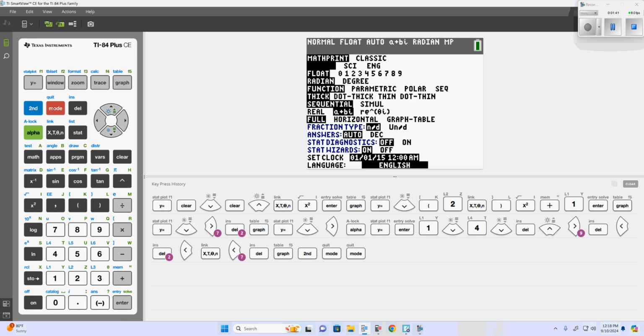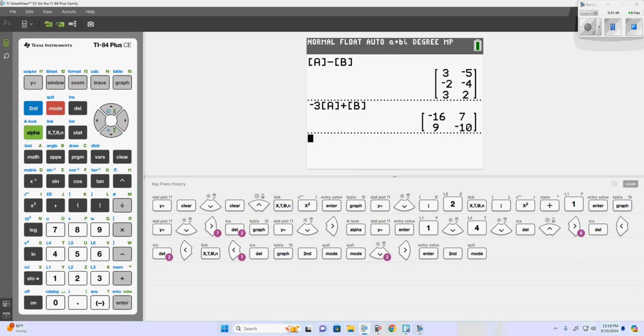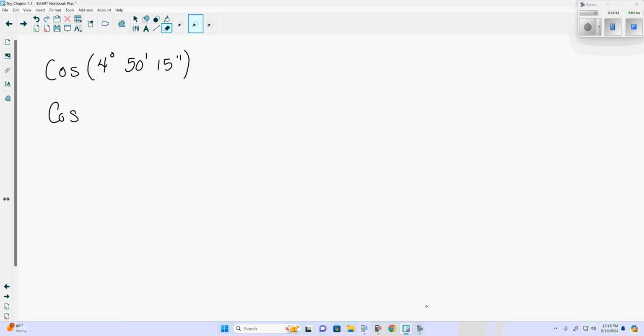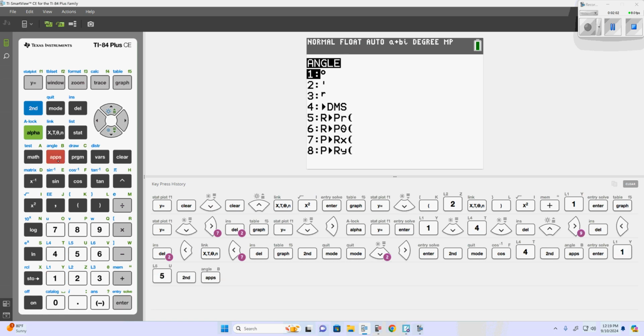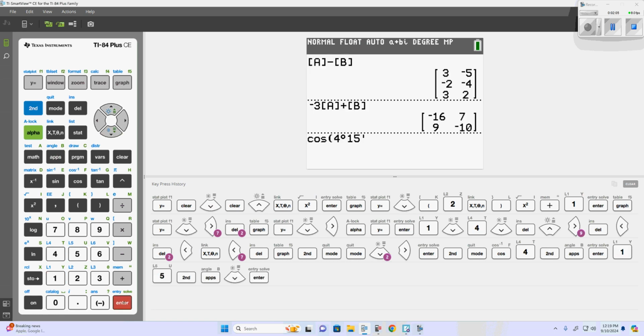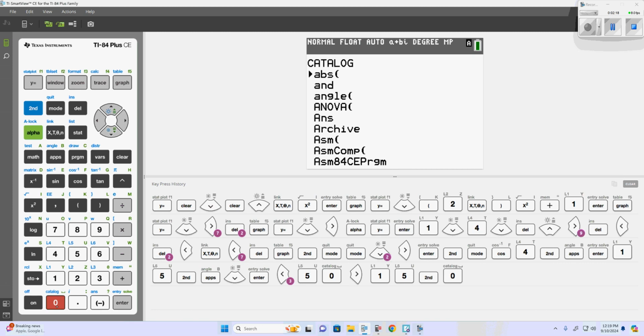So mode. As we can see here, radians, we're going to switch it over to degrees. So the one we're looking at is cosine of 4 degrees, 50 minutes, 15 seconds. So we can say 4 second angle degrees, 15 second angle minutes, or was it, I think it was 50. Yeah, 50 and then 50. Second catalog.